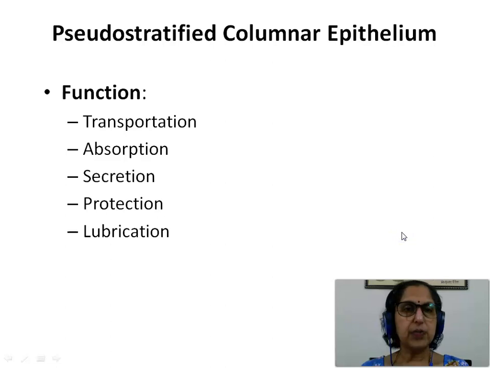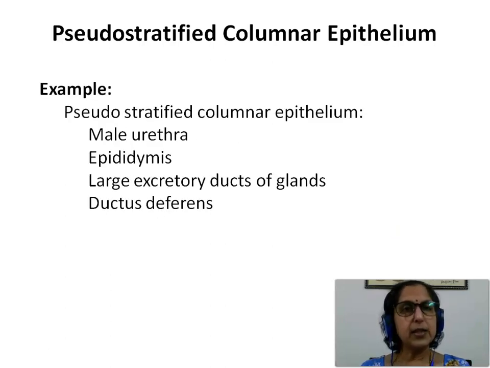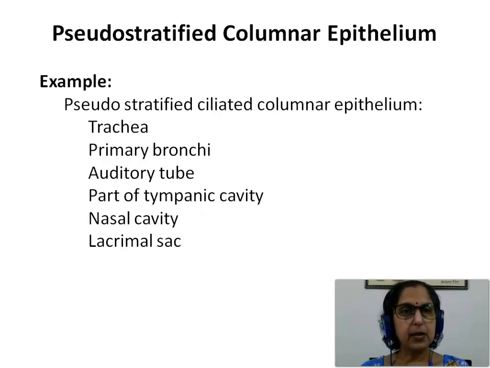Function: transport, absorption, secretion, protection, and lubrication. Where do we see this type of epithelium in the body? Pseudostratified columnar epithelium is seen in the lining of the male urethra, epididymis, large excretory ducts of glands, and the ductus deferens. Pseudostratified ciliated columnar epithelium is seen in the lining epithelium of trachea, primary bronchi, auditory tube, tympanic cavity, nasal cavity, and the lacrimal sac.